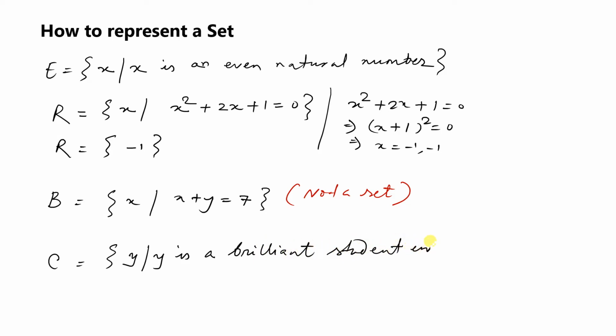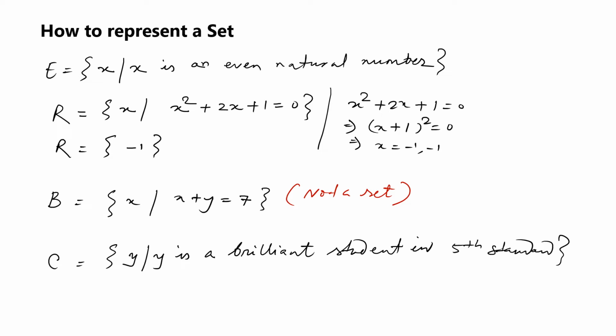student in a class, let's suppose in fifth standard. Okay, so there is a school. In this school there is a fifth standard, means fifth class is there. So we have to find it out. Set up all y's such that y is a brilliant student in fifth standard. Okay, so not a set, because y is not well defined.